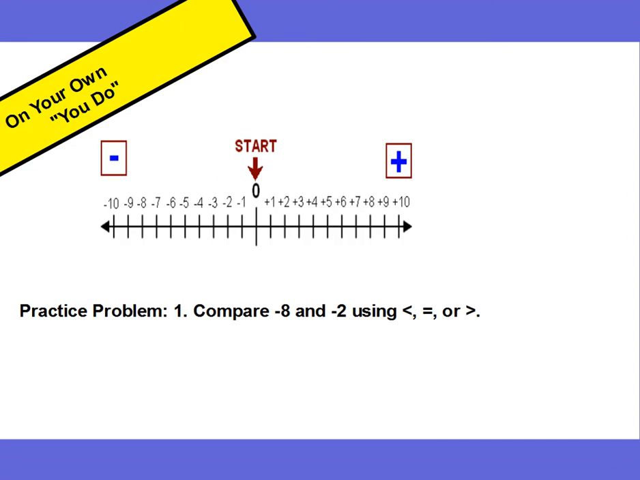Your turn. Compare -8 and -2. Pause the video. Hopefully you have -8 circled and -2 circled. Numbers to the right are always bigger, so I use the greater than symbol. Sorry, not the greater than symbol, the less than symbol. -8 is less than -2.